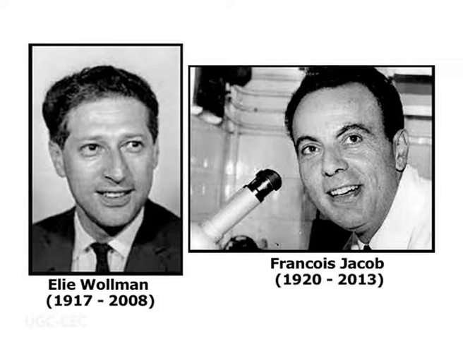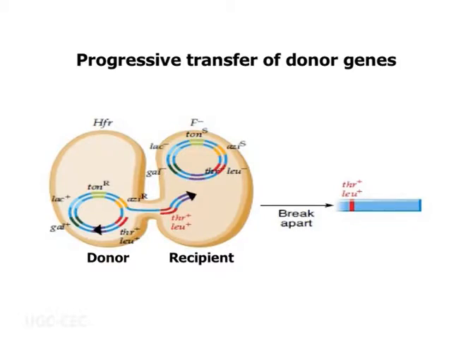Where they started their work with an Hfr strain which has a different genotype and tried to mate it with a recipient bacteria with alleles which are different. It means the alleles of the donor and the recipient were different. For example, here in the example we will see that the donor was leucine plus, azide resistant.